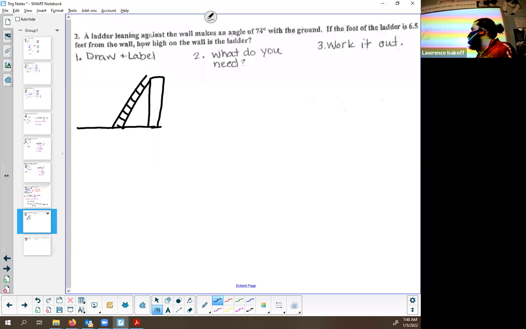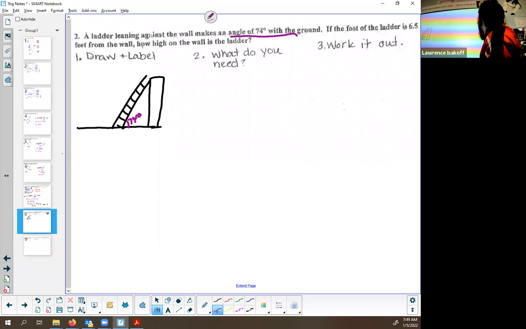So I'm just going to have this look like a ladder. So far, so good on my picture. So all I do is draw out this scenario. Haven't put any information in yet. Now that we have the picture, let's start rereading the problem. We know the ladder leaning against the wall makes a 74-degree angle with the ground. So that's this angle right here, it is 74 degrees.